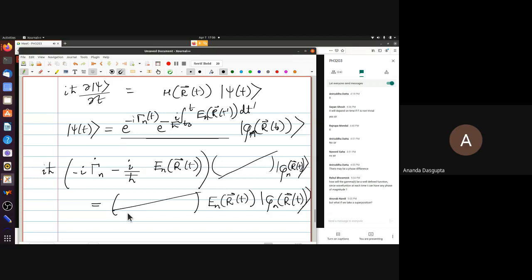But there is one more term which I missed out. Can anybody tell me what term? Anubhav was asking, what if we take a superposition? We'll come to that. But for the time being, Rahul's question was, we can't define this phase simply because this phase can be absorbed in the definition. We'll see why not. But before that, let's get the maths right. We have not yet done the maths properly. We have missed out one term. Can anybody tell me which one that is?